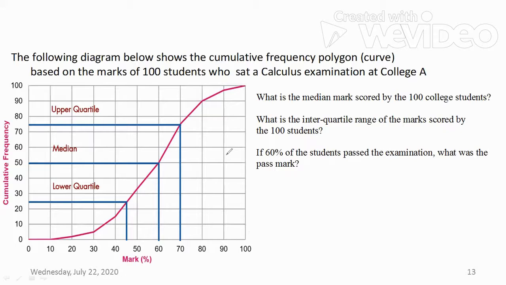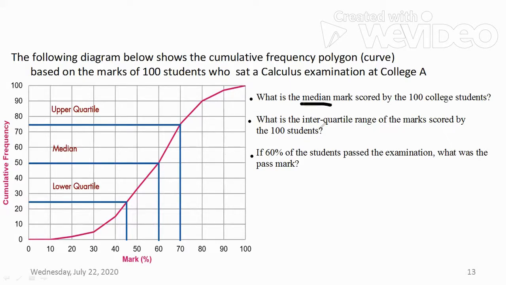Alright, so we have 100 students who sat an exam. If you look at the graph, on the y-axis we have cumulative frequency. As you can see, that would represent the total number of students. Alright, so the question says, we have 3 questions here, right?